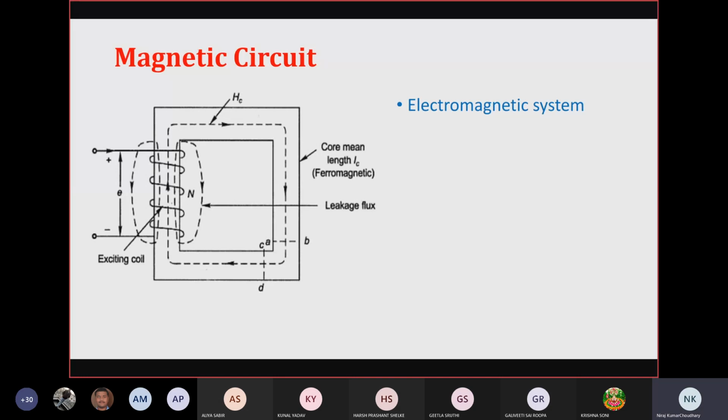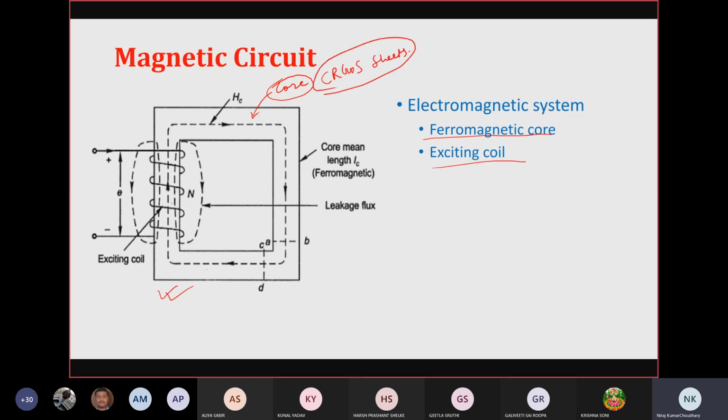Now, you can take this as an example of a magnetic circuit in which you must have an electromagnetic system. Then a ferromagnetic core material should be there, and an exciting coil should be there. So this is your core, which should be made up of ferromagnetic materials. I have already given some examples of such materials like CRGO sheets.